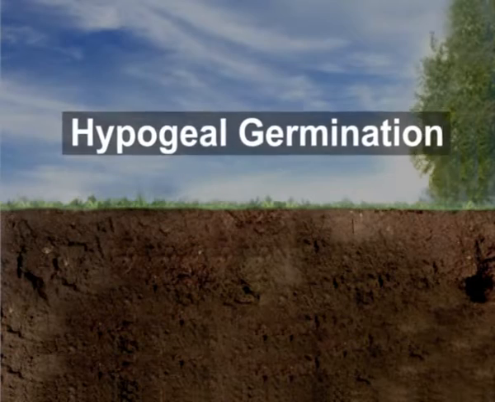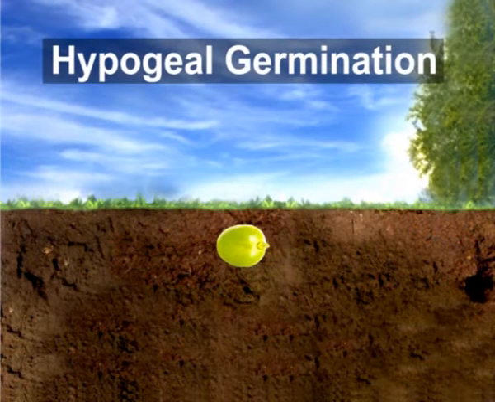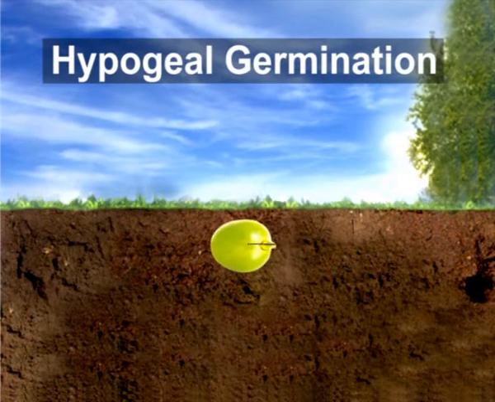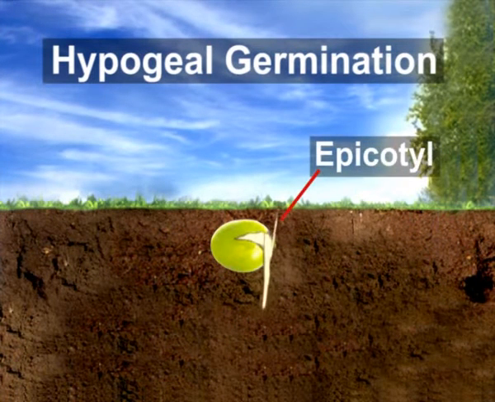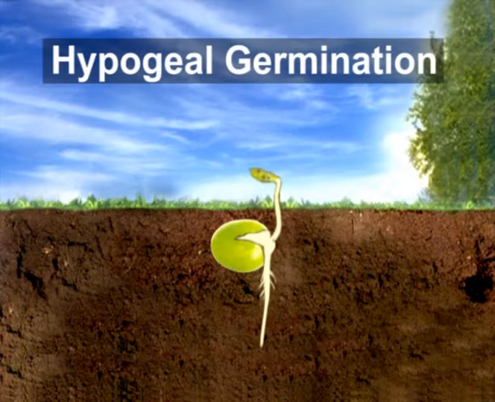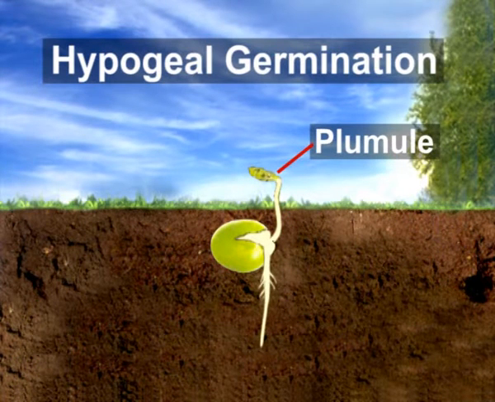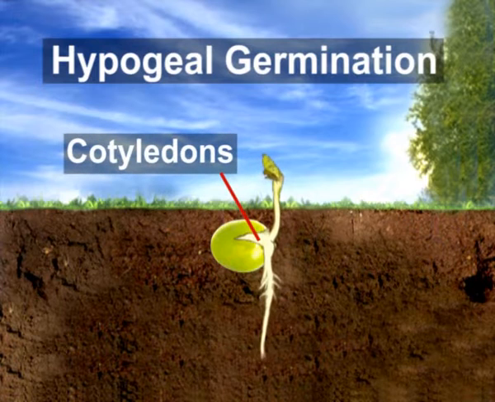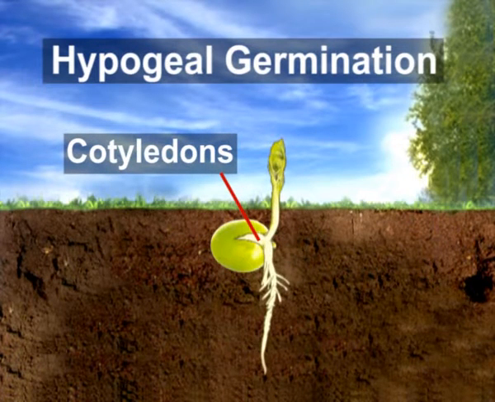Hypogeal germination. In this type, the cotyledons remain in soil or just near the surface. Here, the epicotyl elongates, pushing the plumule upwards. Cotyledons do not turn green and gradually dry up and fall off, as shown here in the visual.